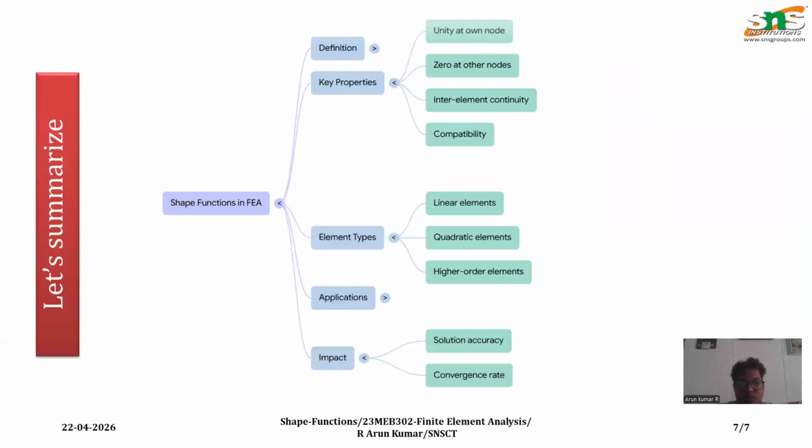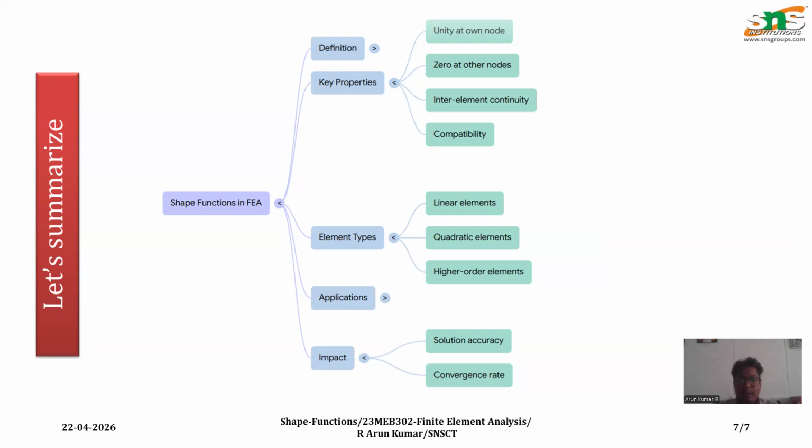So that is the summary of the shape functions. As we know, with shape functions we have to learn the definition and key properties, and also the element types and their application and impact. Coming to the impact, we classify it into two: one is solution accuracy and convergence rate, and the second is element type. We further classify the element types into three: linear element, quadratic element, and higher order element.